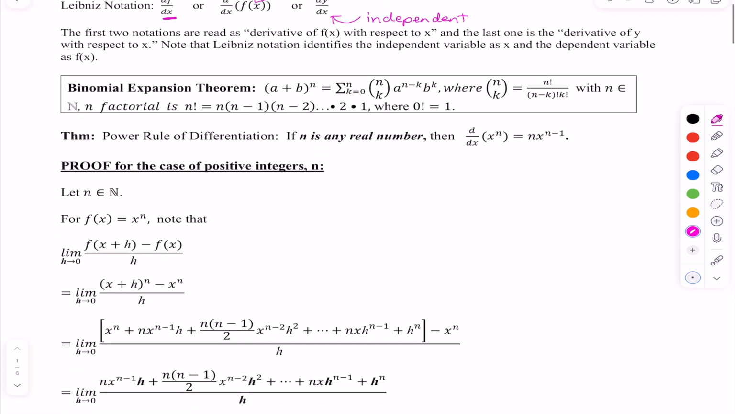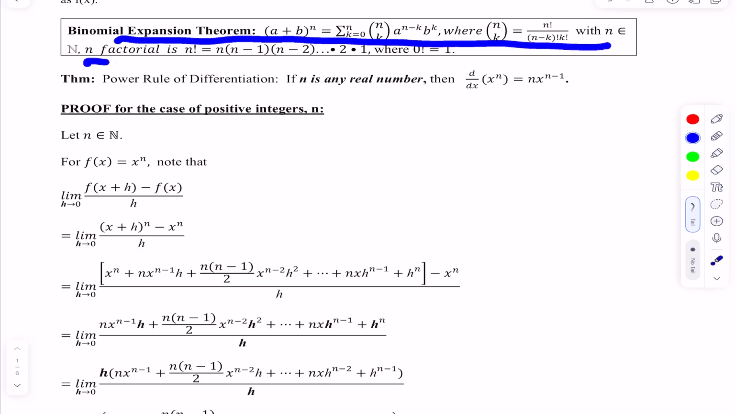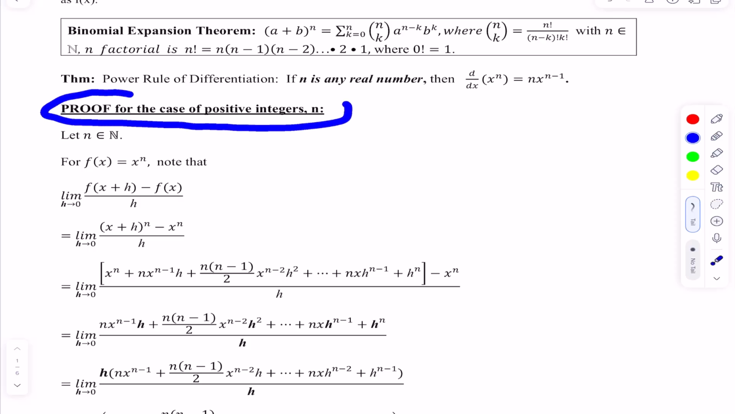If you need to recall the binomial expansion theorem, it's right there. This is going to be used to convince you that this derivative rule is actually true. This is a derivative on a very simple polynomial. However, n does not have to be a positive integer. It actually could be any real number. The proof below is just a partial proof. It's just a proof for the case of the positive integers n.